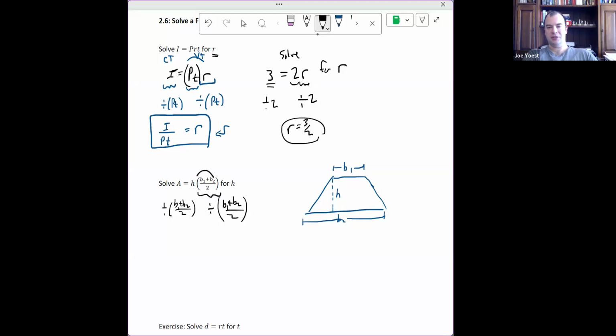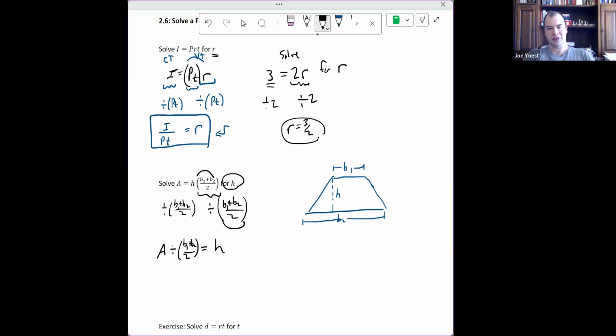On the right-hand side, I have this thing divided by itself. That goes away. Leaves me with just h, the variable that I want to solve for. I've got the variable by itself. I've isolated the variable. And on the left side, I have a divided by this coefficient, b1 plus b2 over 2.